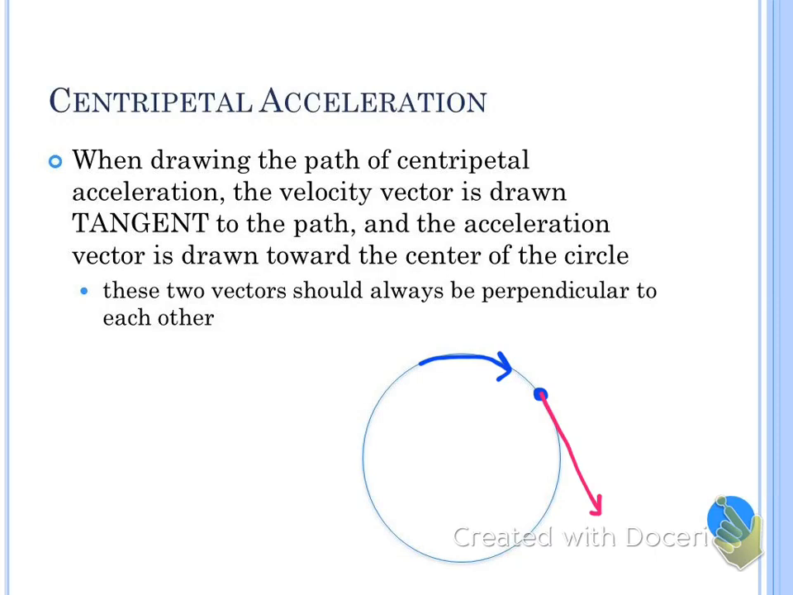The acceleration, however, at that point in time is center seeking. So our acceleration is pointing toward the center of the circle. These two vectors should always be perpendicular to each other. So if I were to ask you what's the acceleration and what's the velocity at this point on my circular path, you have to know that those two vectors should be drawn perpendicular to each other. It's going to leave there, but it's accelerating toward the center of the circle.